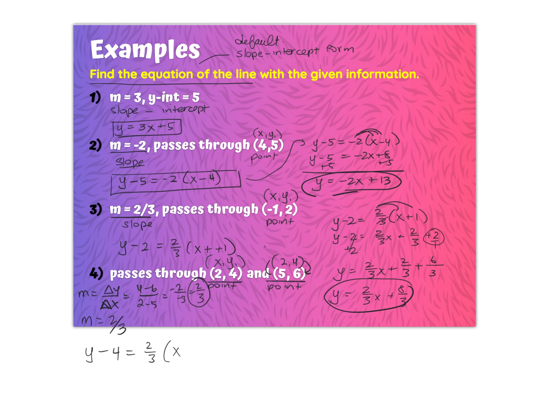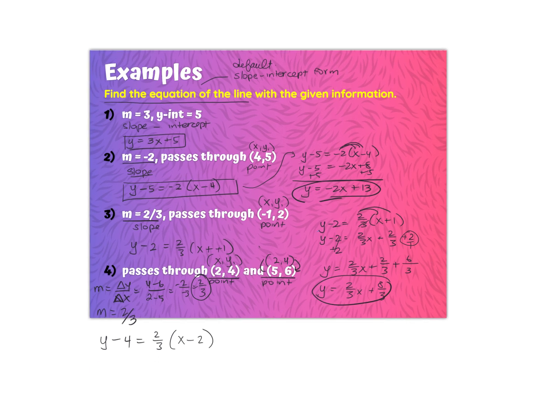2/3 times x minus 2. And so now I have my setup. Again, this is the equation in point-slope form. And if I didn't tell you which form, if I said leave it in point-slope form, you would be done at this point. Because again, I want it in slope-intercept form.